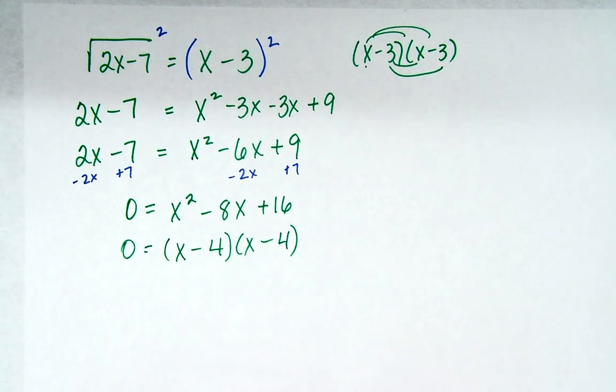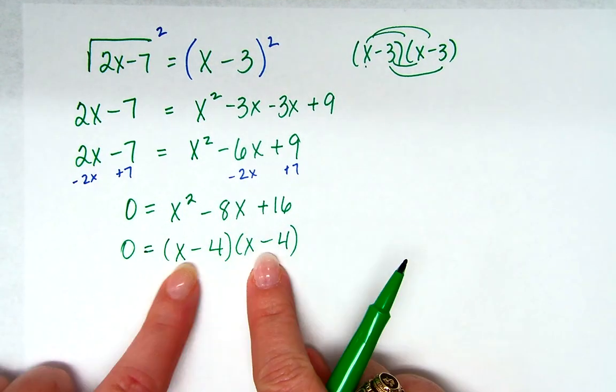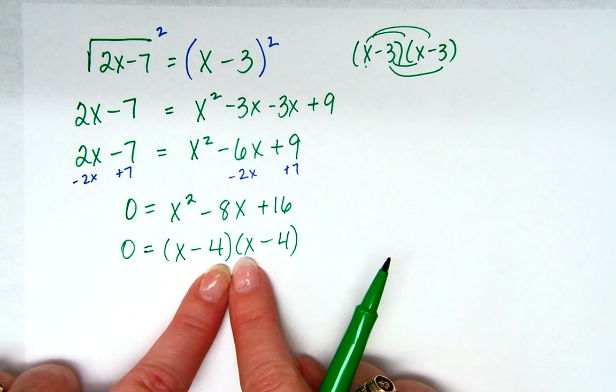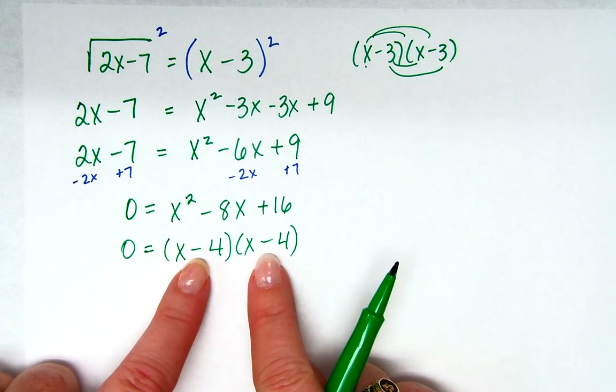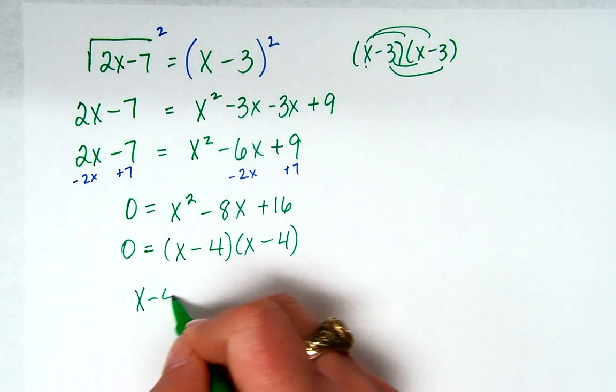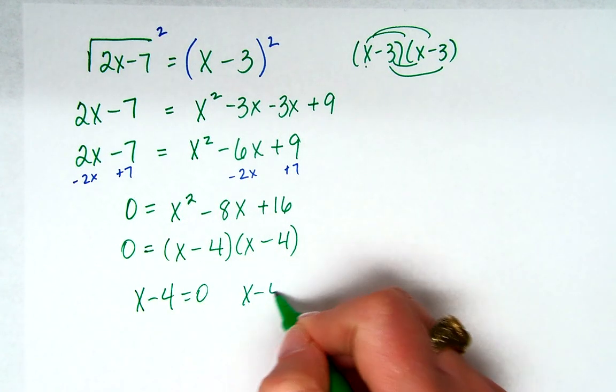Zero product property says what? What do I do with each one of these factors? Since when I multiply them it equals 0, I set each one of these equal to 0. x minus 4 equals 0, x minus 4 equals 0.